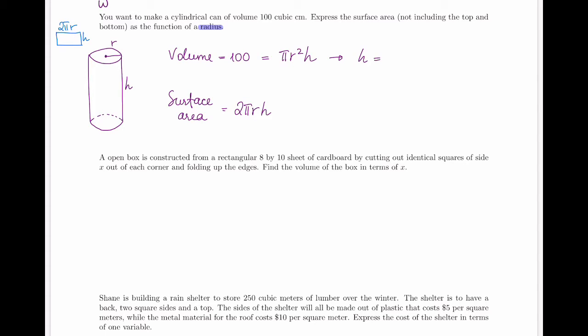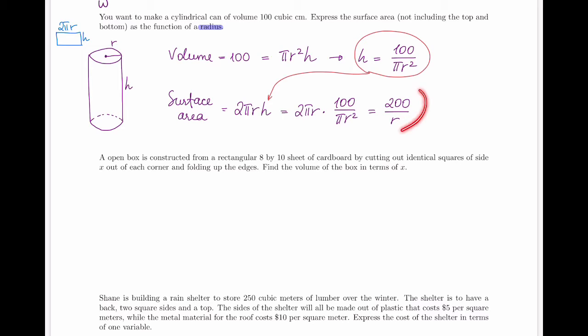So this will come out to be 100 over pi r squared. And now we're going to use this expression to replace the h. So I'm going to get 2 pi r, and then my new expression for h, which is 100 over pi r squared. Now here I can see that I can easily simplify. The 2 pi's will cancel each other out, one of the r's will go away, and I can multiply 2 by 100 to get 200 over r as my final answer. So this is a fairly easy function, actually.